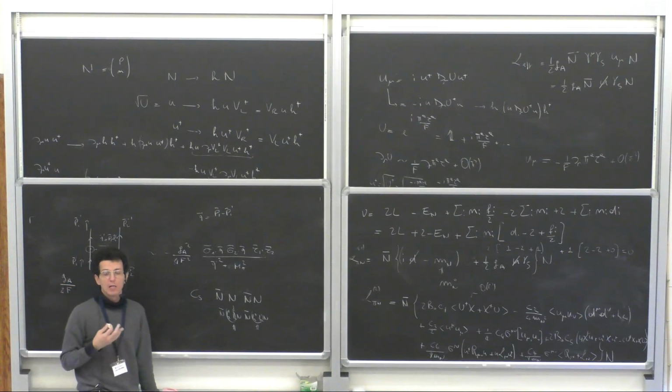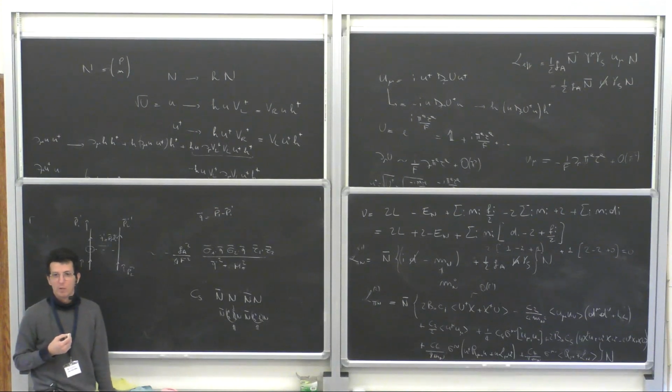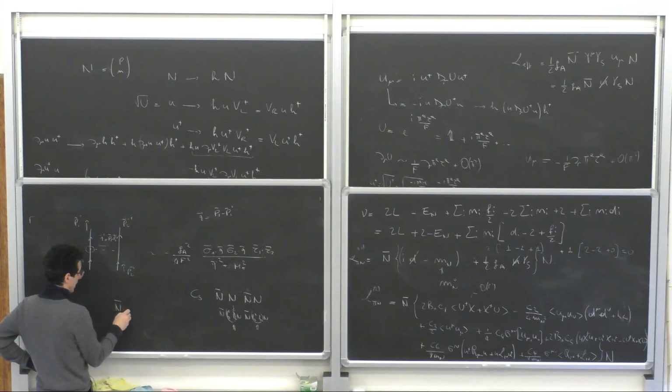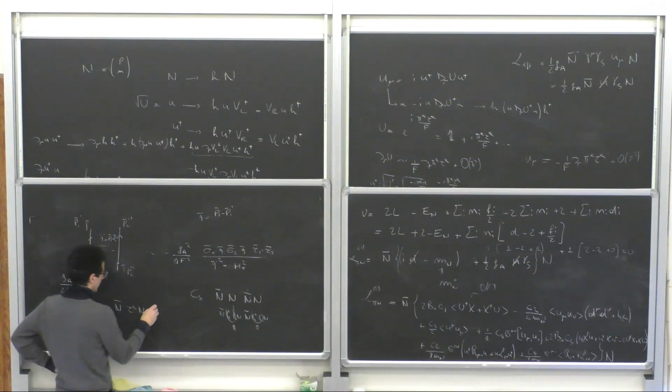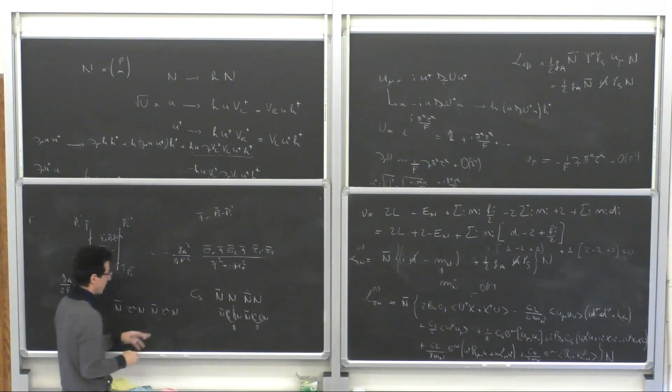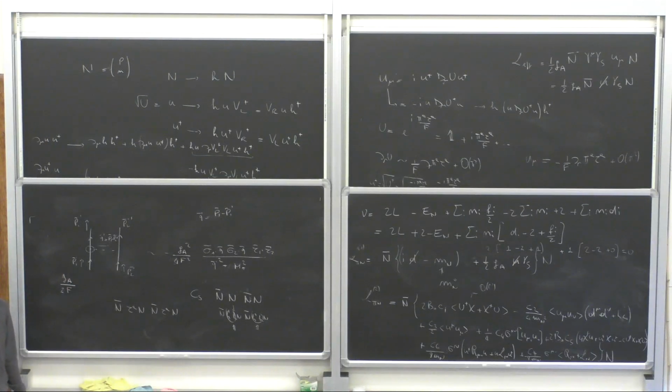It is not the only possible term. Also a term like n bar tau a n is perfectly allowed by chiral symmetry. If you sum over a from 1 to 3, this is allowed.